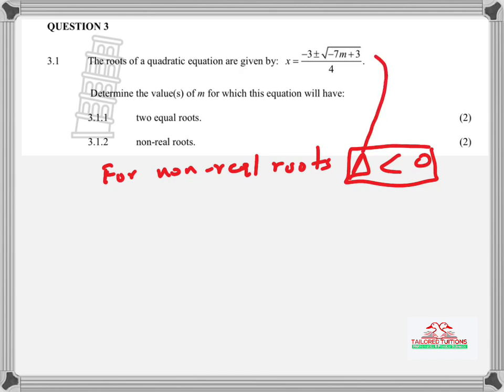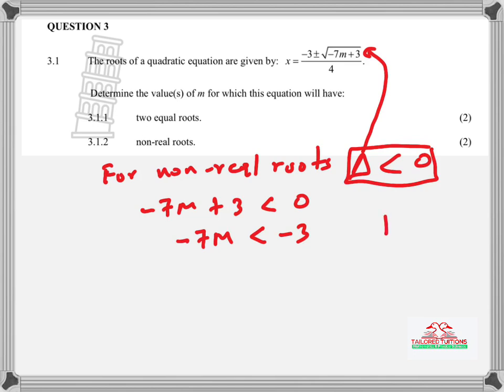But what is the discriminant? The discriminant is what is under the square root there. So what is under the square root is minus 7m plus 3. Okay, so it's minus 7m plus 3 must be less than 0 for us to have what? Non-real roots. Okay, maybe let me just leave minus 7m here so that I can explain something. I'm transposing minus 3. So when I'm transposing minus 3, remember the sign will remain the same. And then be careful now. If, let me make this example.